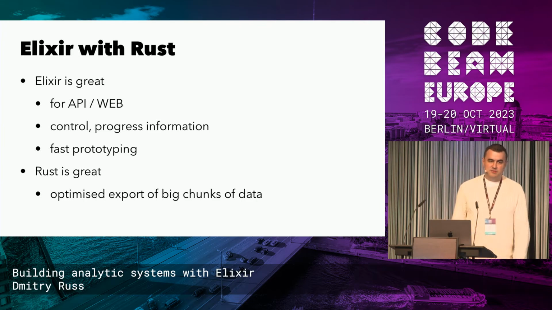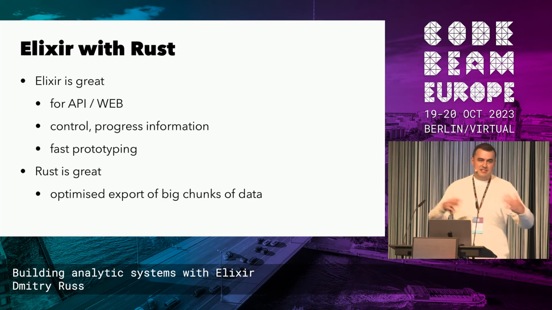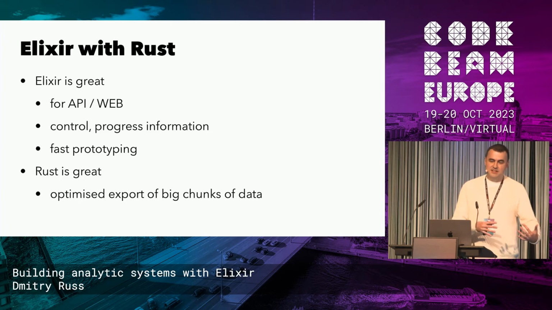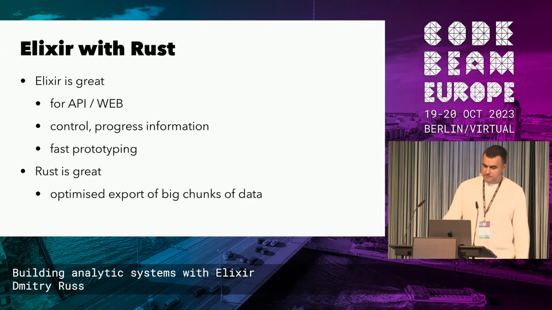Additionally, Elixir is still very good at fast prototyping. Even if you need to export from some complex data source, you will probably be much faster. First implement it with Elixir, get some data, experiment with this until you implement it in Rust, which is then optimized for a big chunk of data.